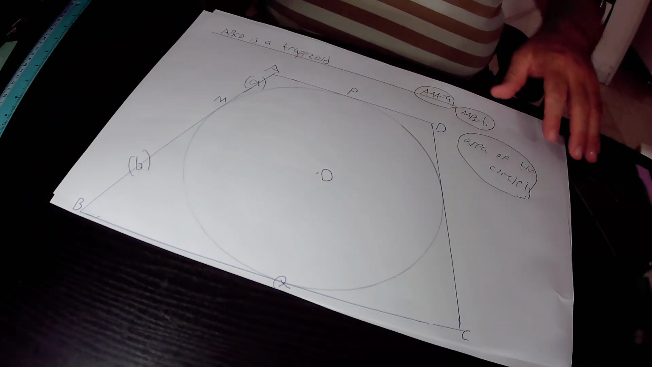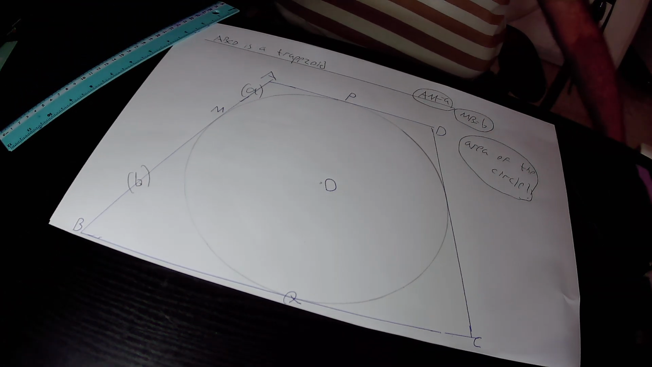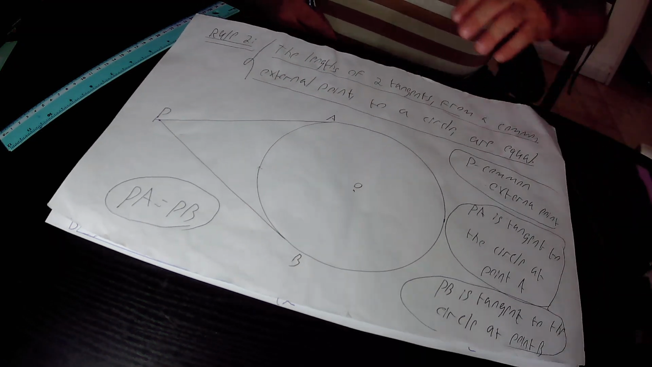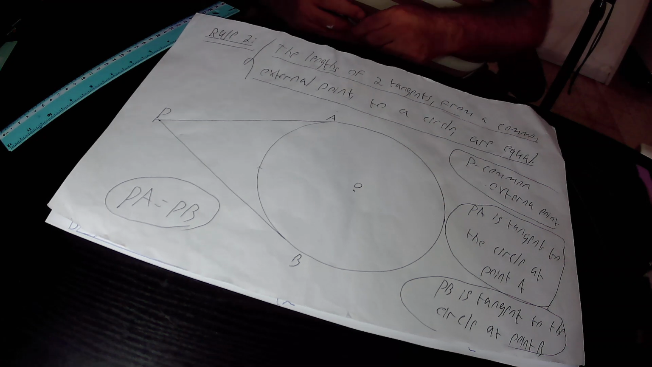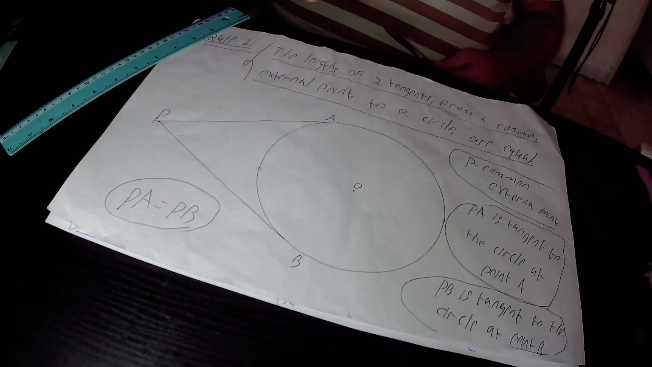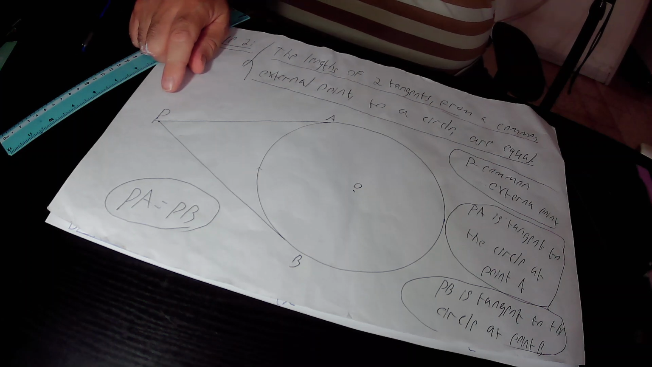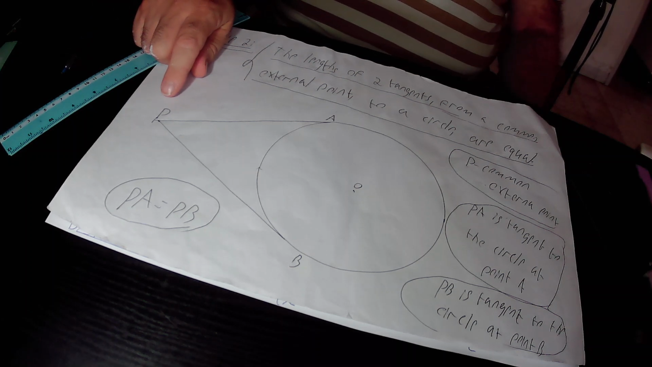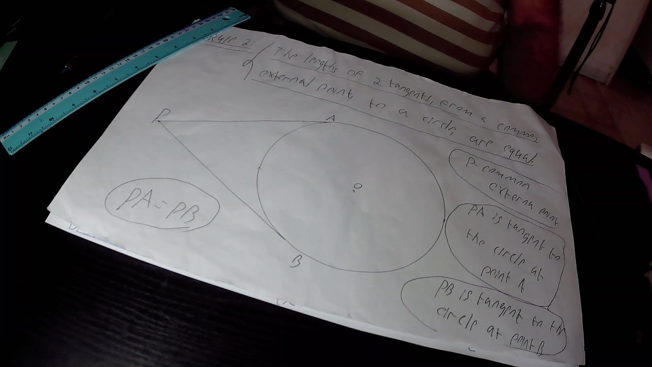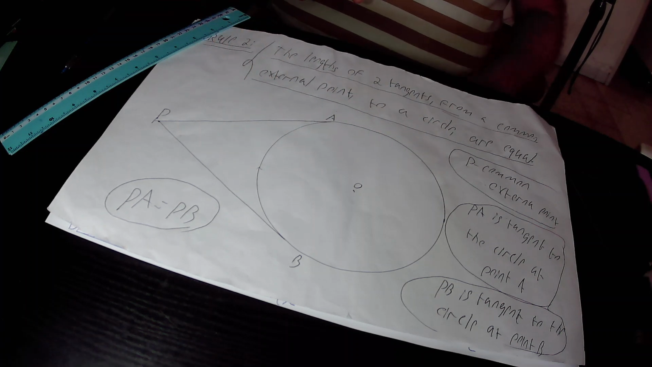Here we can implement rule 2. I'll repeat quickly on rule 2. According to rule 2, the lengths of two tangents from a common external point to a circle are equal. In the drawing we have a circle, and this is the common external point, point P. From this common external point, point P, we have two tangents to this circle, tangent PA and tangent PB, and according to this rule 2, they are equal to each other. That is to say, PA equals PB.